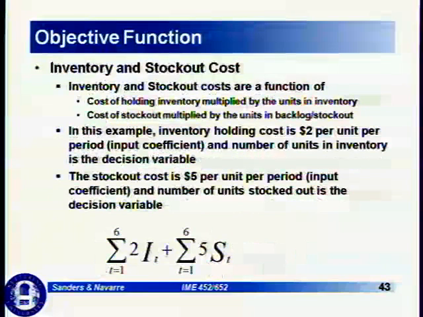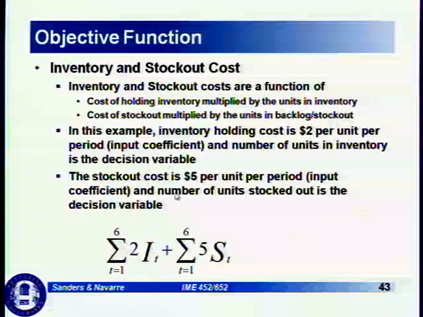Our inventory and stockout costs are a function of the cost of holding the inventory multiplied by the units in inventory for every period, and the cost of stockout multiplied by the units in backlog or stockout for every period. In this example, inventory holding cost is $2 per unit per period. That's an input coefficient. And the number of units in inventory is going to be the decision variable. So we'll determine by our inventory balance calculation the number of units of inventory, and that will be I sub t, and we'll multiply it by a $2 per unit inventory holding cost.